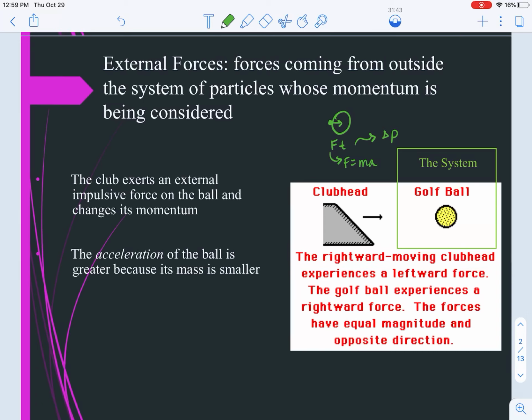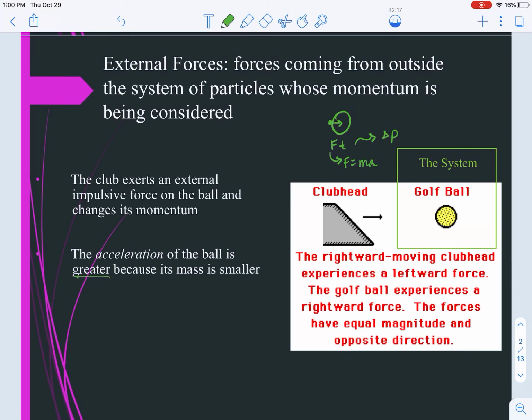When we look at the slide here, it says something about the acceleration of the ball being greater because its mass is smaller. So in general, let's not forget that mass and acceleration are inversely related, assuming that our force remains constant. So now we want to talk about what they mean by the acceleration of the ball is greater. Greater compared to what? Well, we are analyzing this right now as a system of just the golf ball.